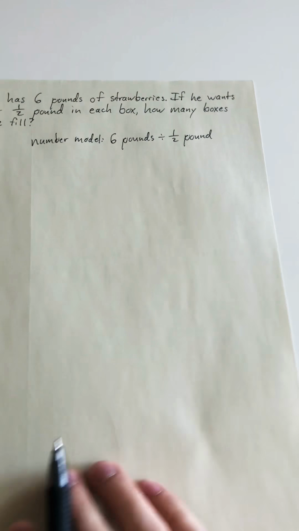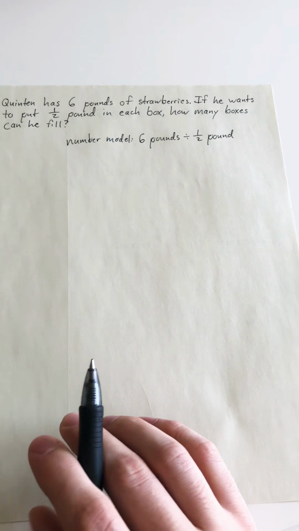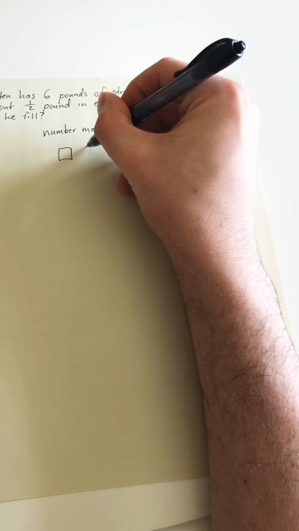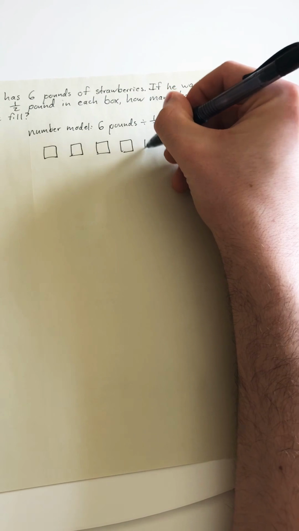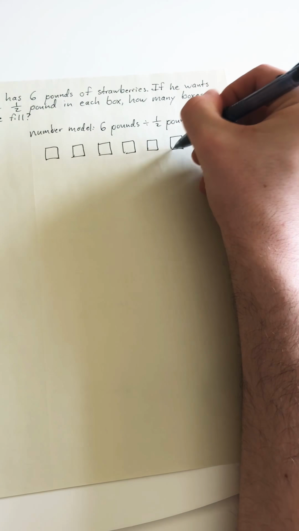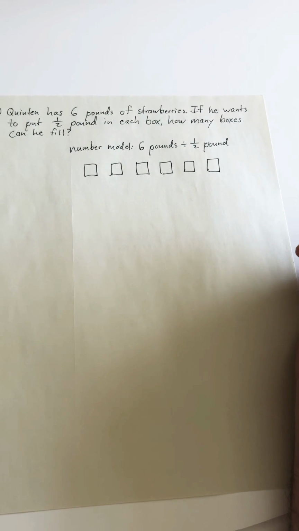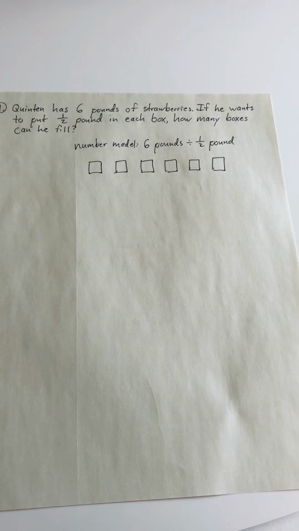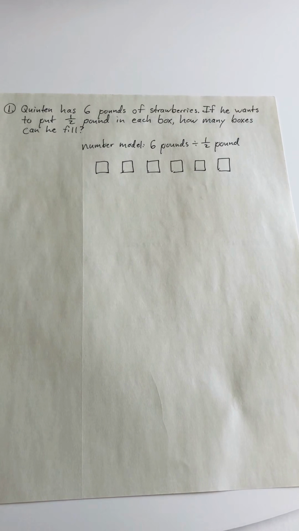Once we have this set up, the other piece that I will give you to help you begin to work on the problem is, if we start with 6 pounds, I'm going to show this with a drawing. So I'm going to go ahead and draw my 6 pounds of strawberries, and I'm just going to show them as 6 separate boxes. I'm going to pretend that each of these boxes is a pound of strawberries. Okay, at this point, I want you to pause the video and see if you can take it from here and figure out how many boxes he can actually fill. So I'll pause for a second.